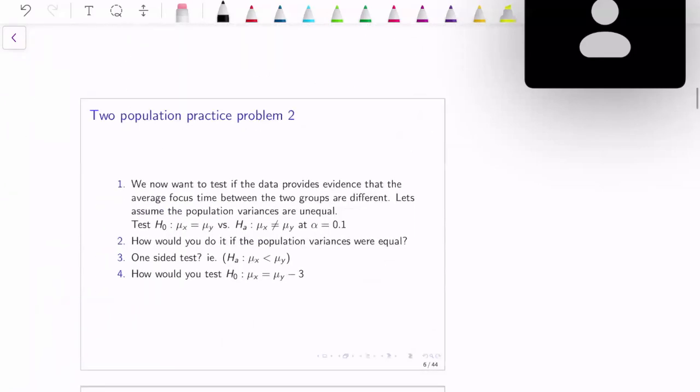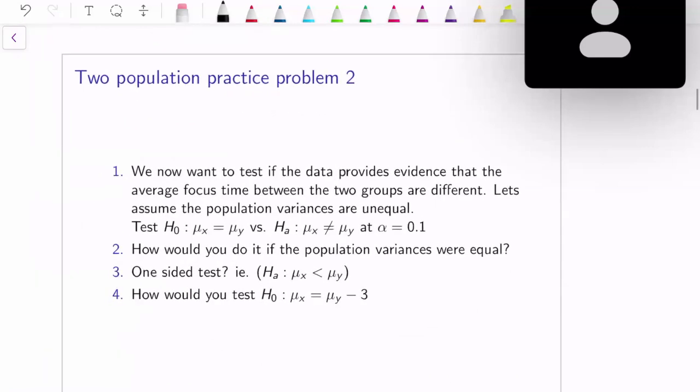So the second problem now is asking, just focus on part one, it is the main part. These are kind of just follow-ups. Now we want to test that the data provides evidence that the average focus time between the two groups are different. Let's assume the population variances are unequal. Test H naught: mu X equal to mu Y versus the alternative, not equal, at alpha equal to 0.1. I'll give another 2 minutes to do this one and then I'll go over it.